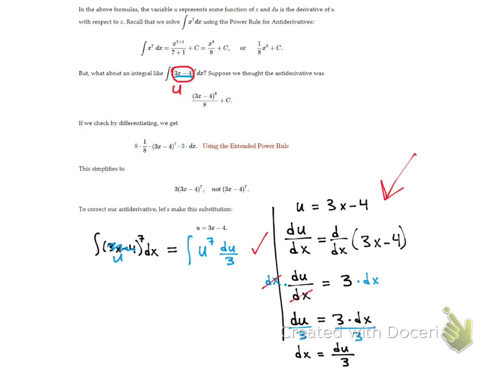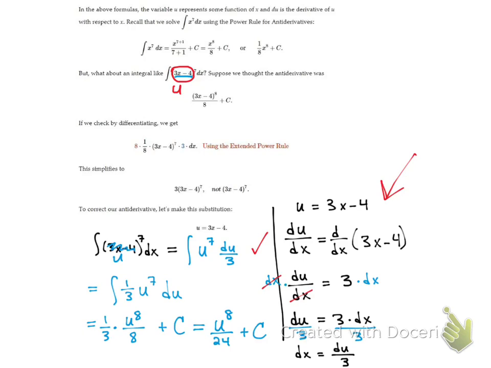Now I can rewrite my integral as the integral of 1/3 times u to the 7th du, and I could even put the 1/3 on the outside if I wanted to. So now I use the power rule to take the integral of u to the 7th, and I'll just get u to the 8th divided by 8. And then of course I have that 1/3 on the outside, and then I also have plus my constant of integration c. So that gives me u to the 8th divided by 24 plus c.